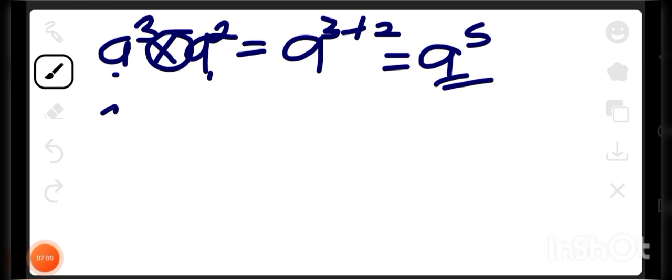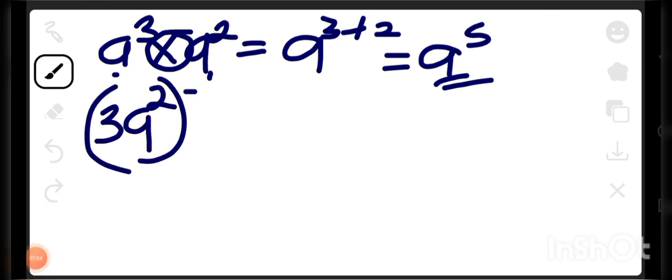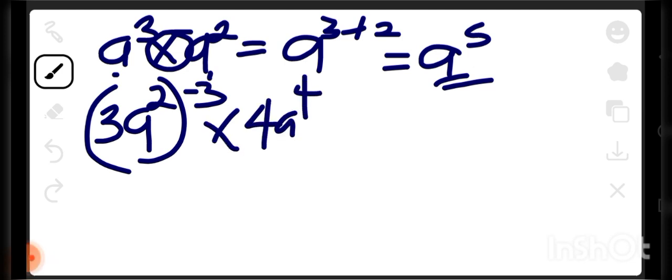We're having (3a²) raised to power minus 3 times 4a⁴. The first thing I'm going to do now is to remove this minus sign. The minus sign above is not actually good. How do we remove it? Take the reciprocal. See, this is over 1.